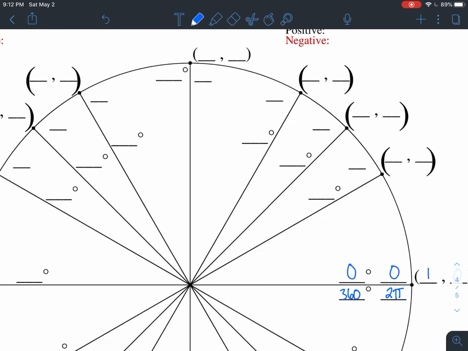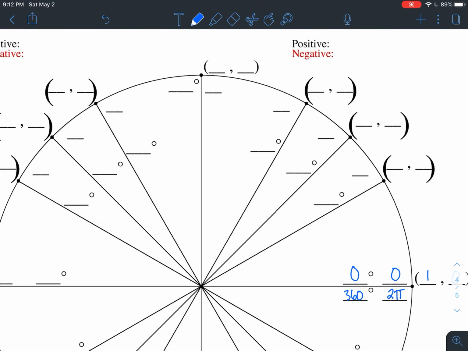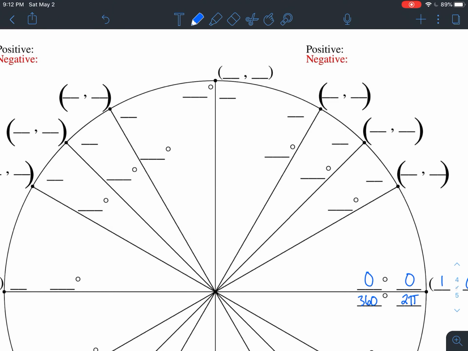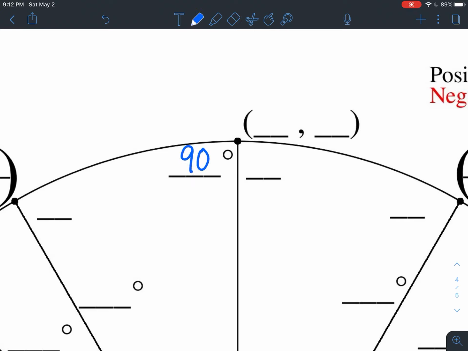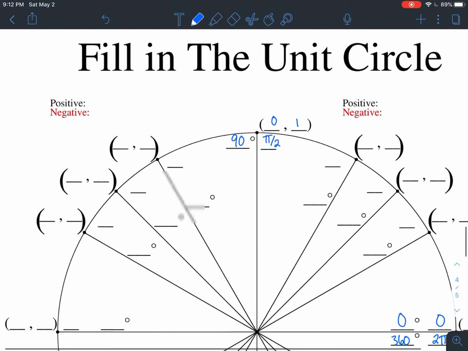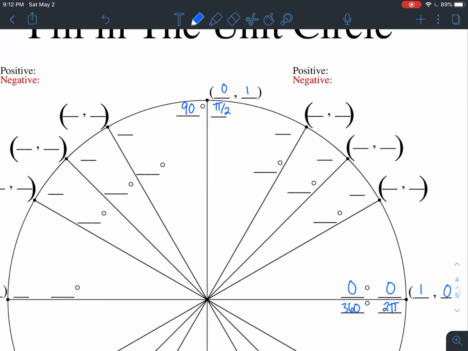Now let's go through and do all the other, what I call quadrantal angles, those landmark angles, the axial angles. For 90 degrees, my radian measure, which we talked about last week in 9.2, is pi over 2. And my coordinates are 0, 1. Because now, if my radius is 1, that just has to be a height of 1 since I'm not moving left or right at all.